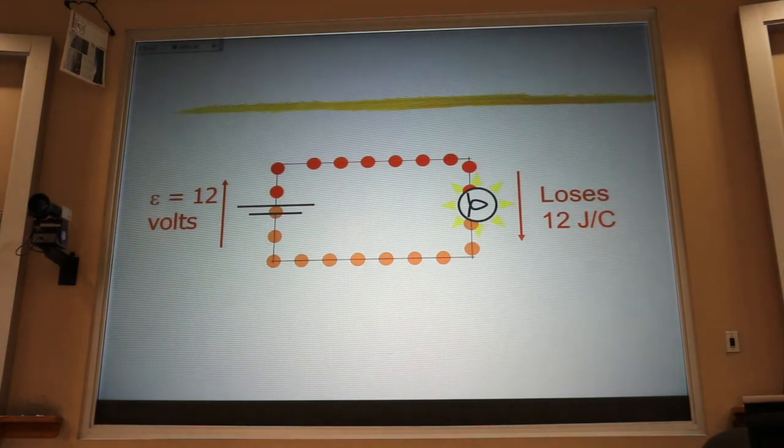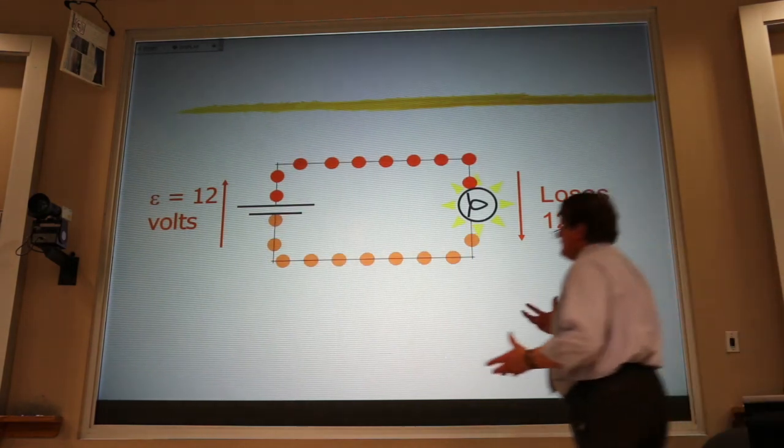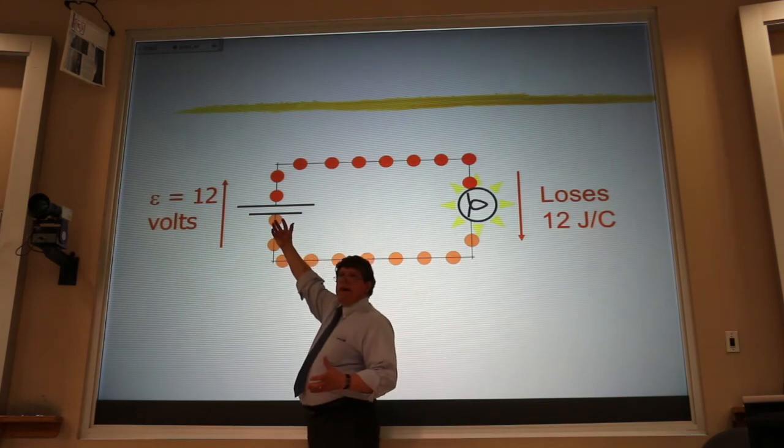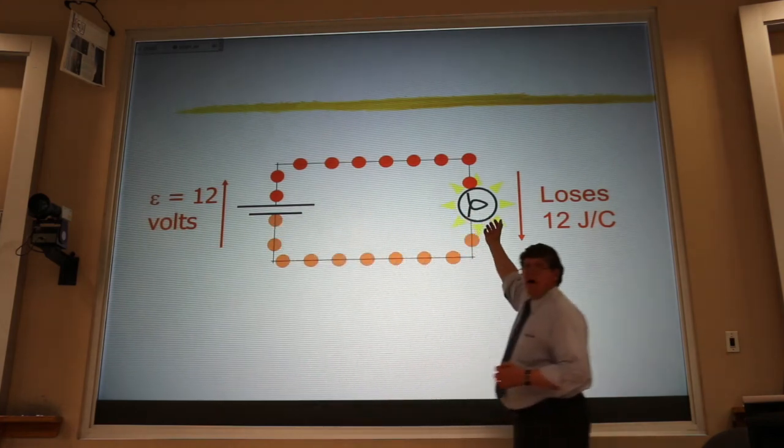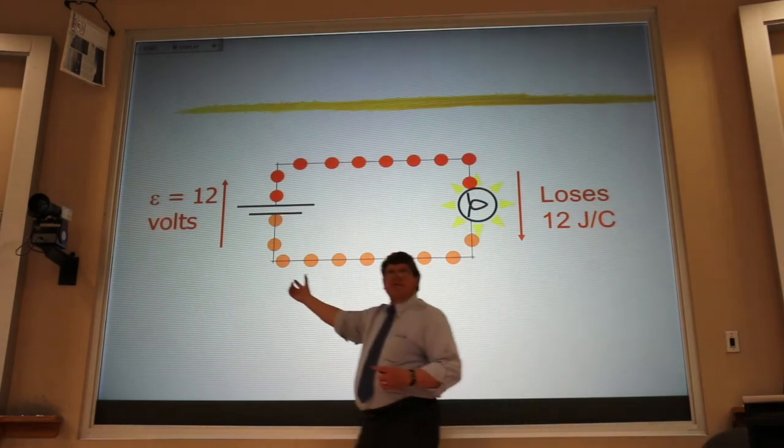Each of those circles there represents one coulomb of charge. The darker the circle, the higher the electric potential energy. And you see that as those charges go around, they just take energy that's delivered to them by the battery, and they dump it off at the filament of the bulb, and then they go back for more.